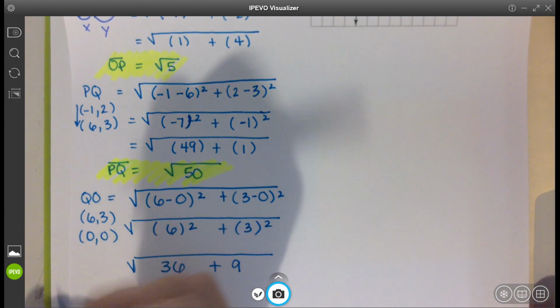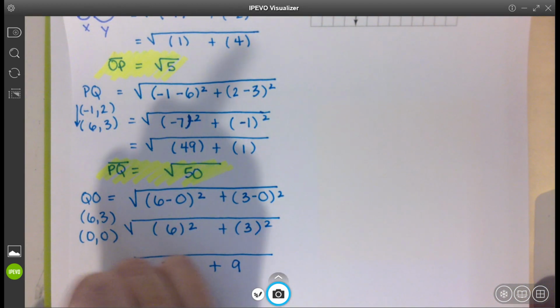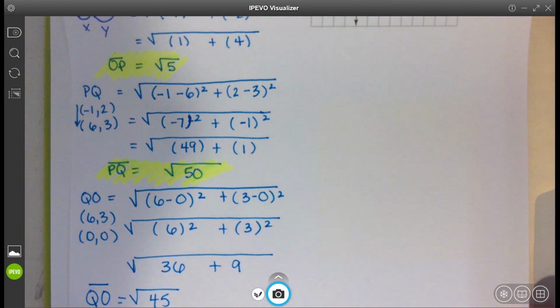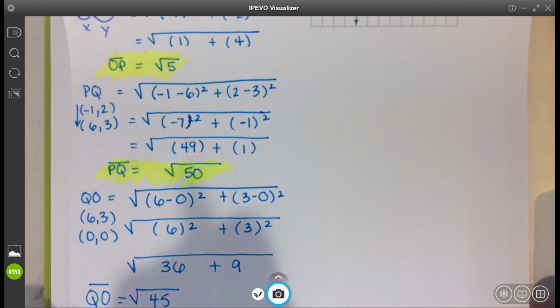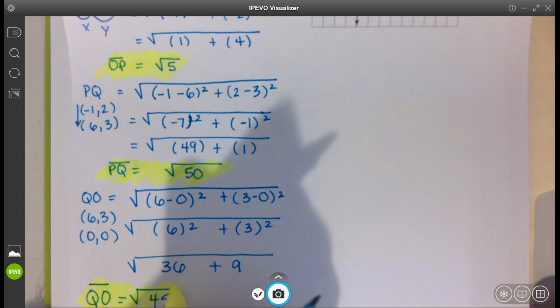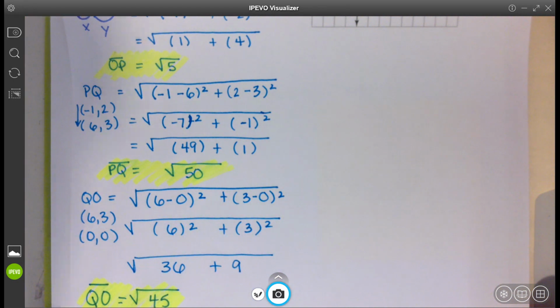Again, notice I did not take the square root of any number because I can identify what type of triangle I have simply from the answers with the square root symbol. You can evaluate it to get a decimal, but it will still come out to the same result. So here are my 3 sides: OP is the square root of 5, PQ is the square root of 50, and QO is the square root of 45.